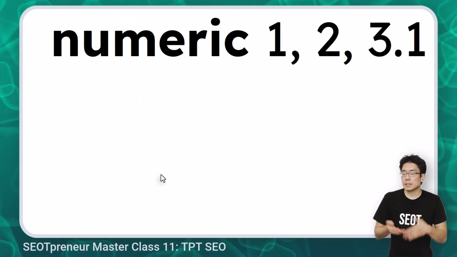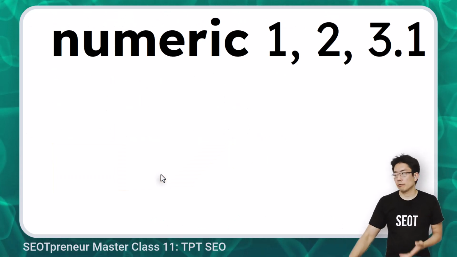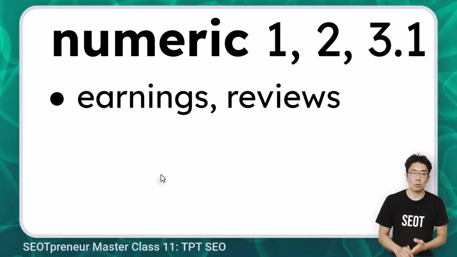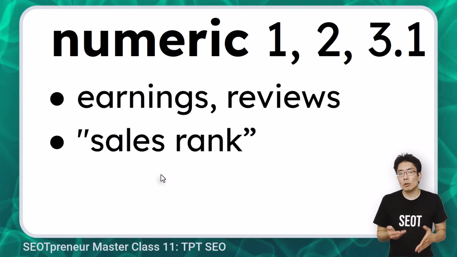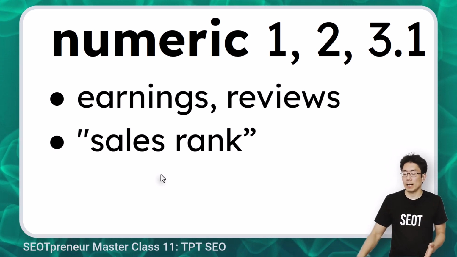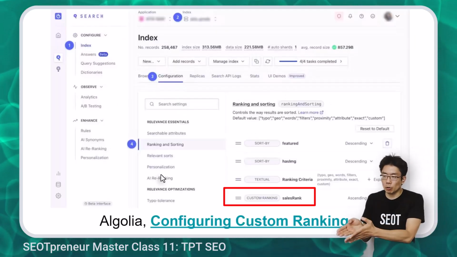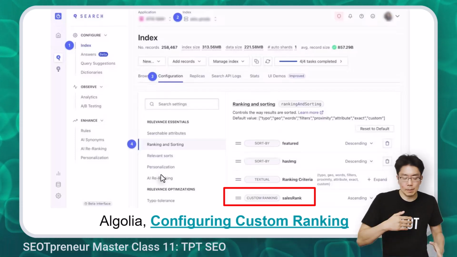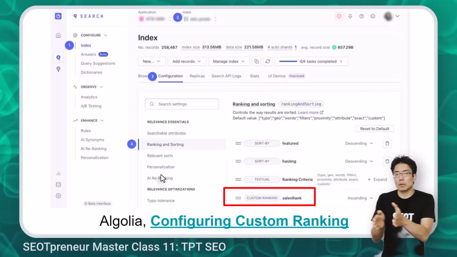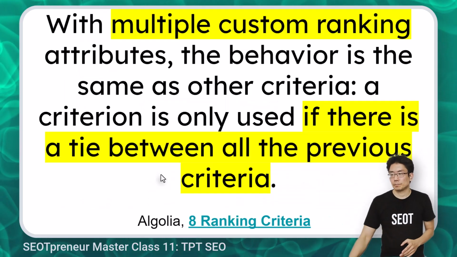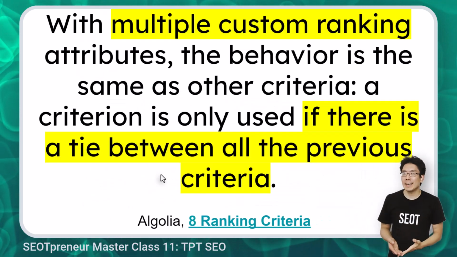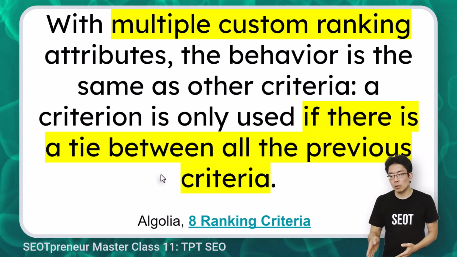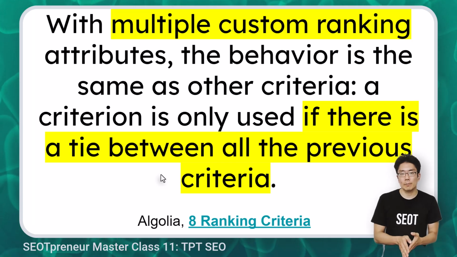Numeric variables are things like 1, 2, 3.5, 3.1. So this could be the amount of earnings. It could be the number of reviews or your average review rating, but it could also be something called sales rank. And we know this is an example from Algolia, but sales rank is probably a secret TPT formula that they use to sort the products. In the manual's custom ranking attributes, the behavior is the same as other criteria. A criterion is only used if there's a tie between all the previous criteria.